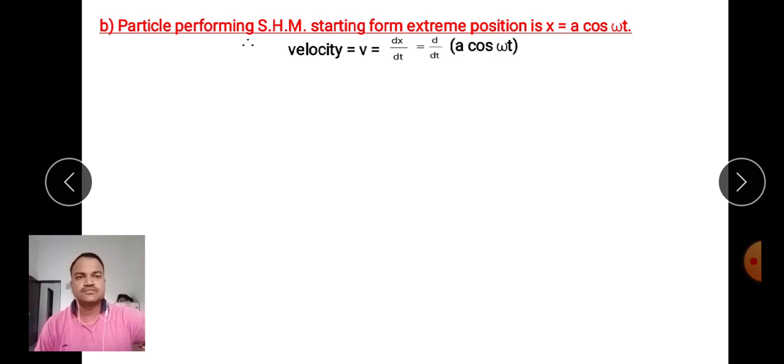So see here, velocity is equal to dx upon dt. Put the value of x equal to A cos omega t. By taking the derivative of A cos omega t, we get minus A omega sin omega t. Here A remains constant. The derivative of cos omega t is minus sin omega t into omega. Therefore the equation becomes minus A omega sin omega t. This is the velocity at extreme position.